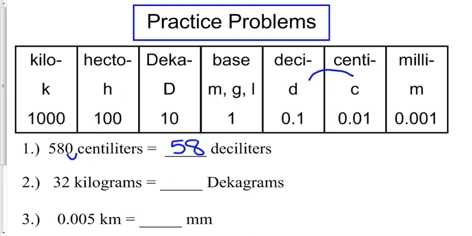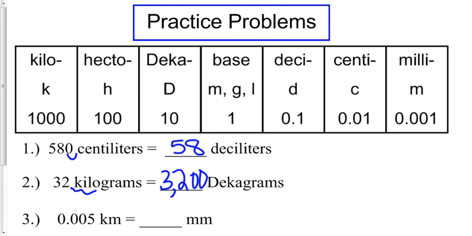I'm going from kilograms to decagrams. So kilograms here to deca, moving 2 times to the right. So I want to take this decimal point here and move it 2 times to the right. 3,200 decagrams in 32 kilograms.